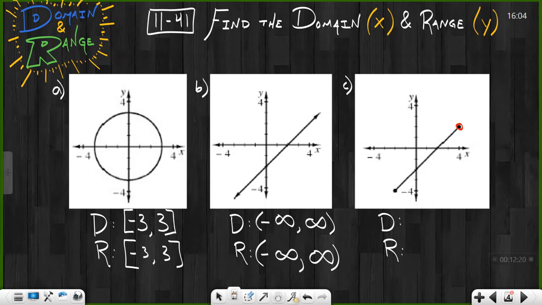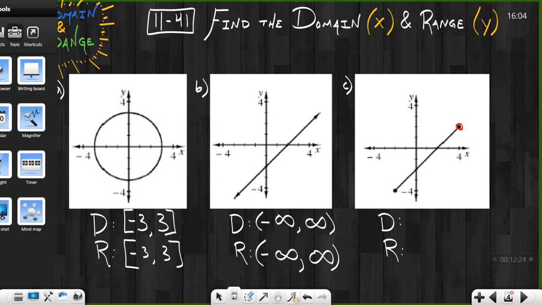Let's take a look at the next one here. See, I have modified that. That red circle represents an open circle because I wanted to show what that would look like. And let's get our domain. Coming from the left and moving to the right, the first thing that I hit coming in here is a closed dot there at -2. All right, closed dot at -2.